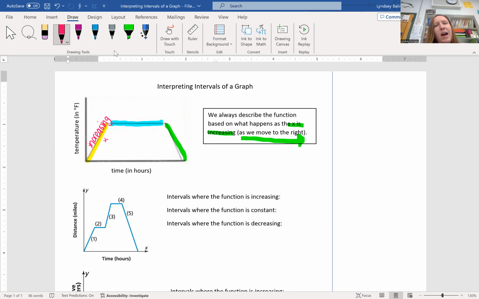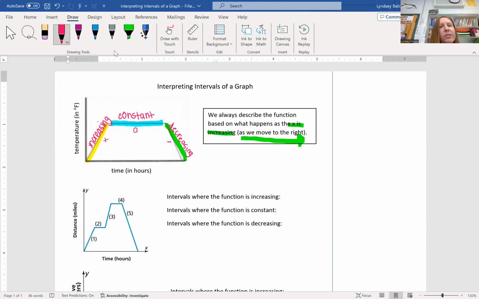Then we reach that flat part at the top, where if we're talking about slope, the slope would be 0. But in terms of our interval, that part of the function, we're going to say that that is constant. Our time is going on in hours, but our temperature at this point in the graph isn't doing anything. It's not going up, it's not going down, it's constant, staying where it is. And then we get to the green part, where our time is still going on in hours, and then the green part starts going down. So that would be decreasing. That would be like a negative slope. But that part is decreasing.